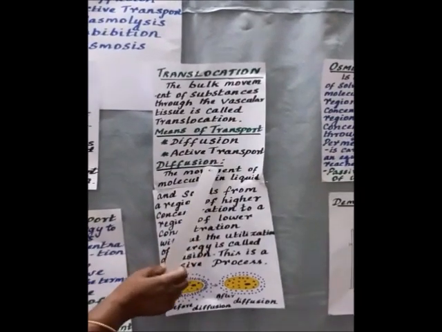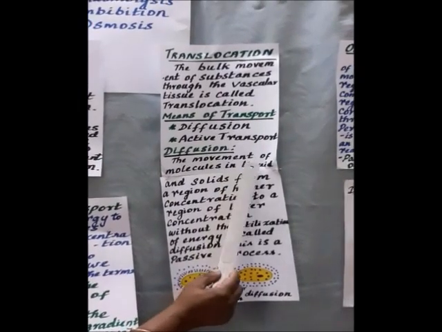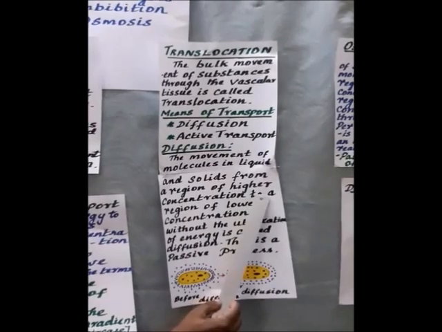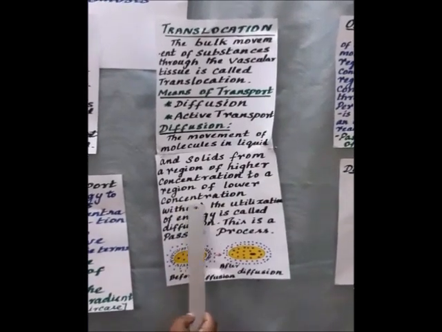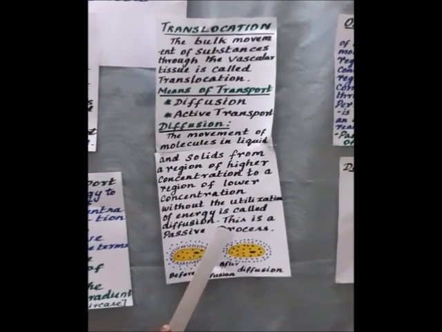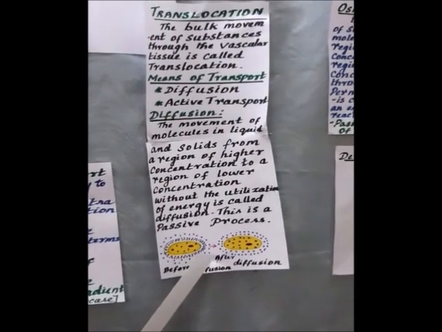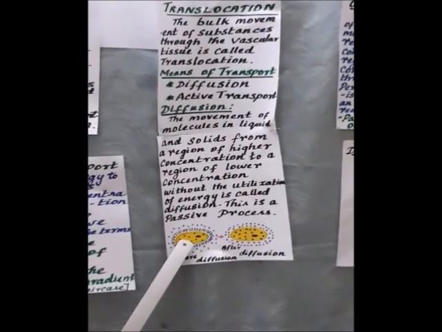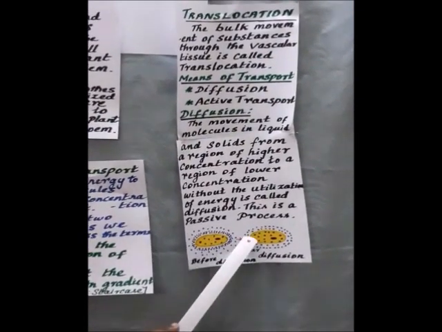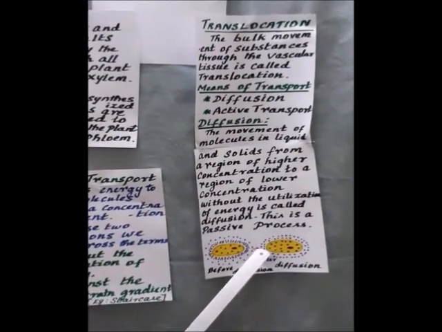Diffusion. What do you mean by diffusion? The movement of molecules in liquids and solids from a region of higher concentration to a region of lower concentration without the utilization of energy is called diffusion. This is a passive process. Look at this diagram. Before diffusion, fewer molecules are inside the cell. After diffusion, more molecules are there. This explains diffusion.